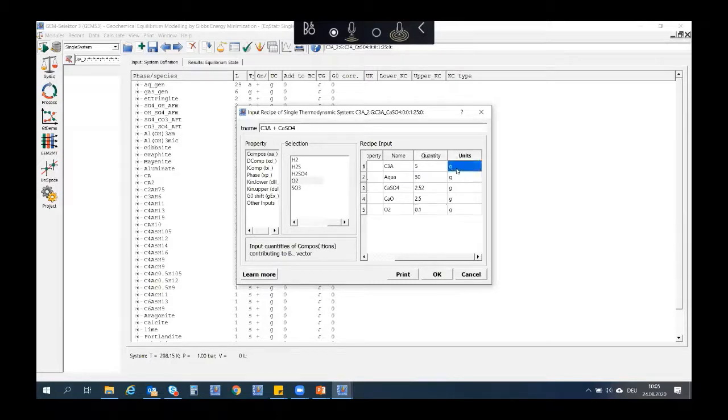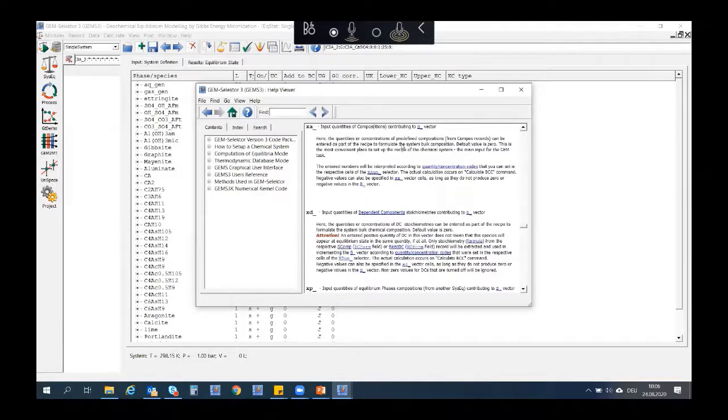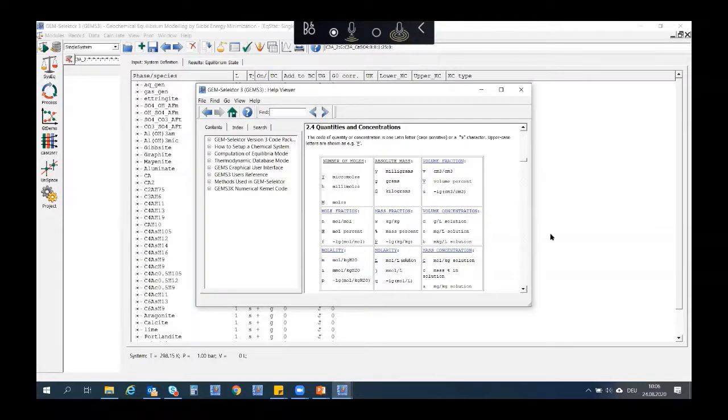Oh, on the unit I haven't explained. You see here G stands for gram. If you are unsure which units you should use, you can again press the help button and you get to a dialog. As we are here now at the compass, I can press to XA and then press again on quantity concentration codes, and then I get a list of all the codes which are available.